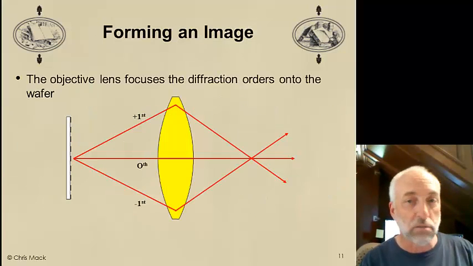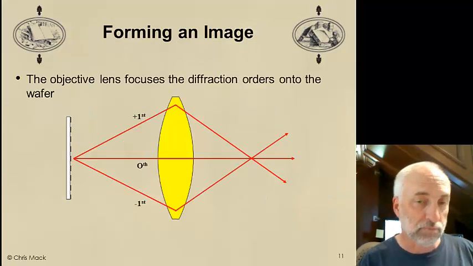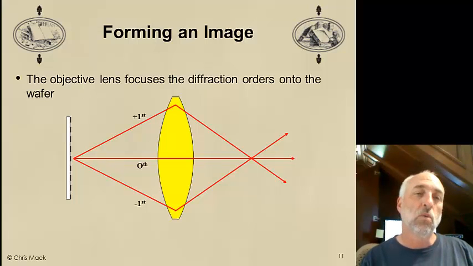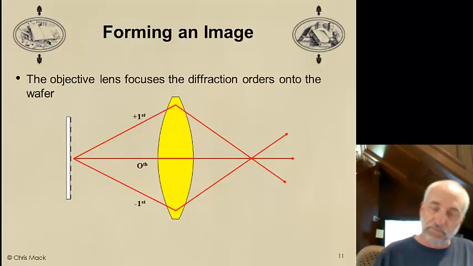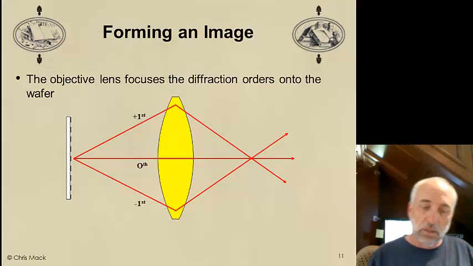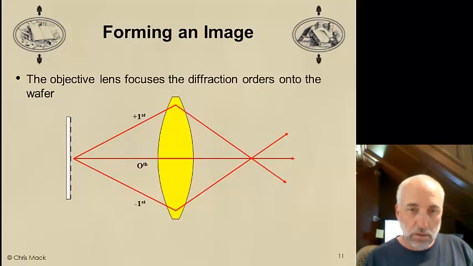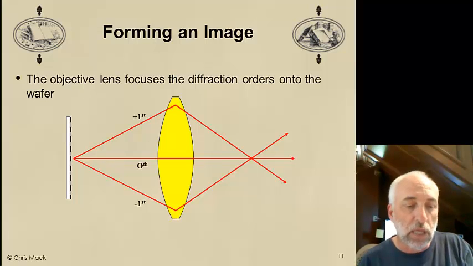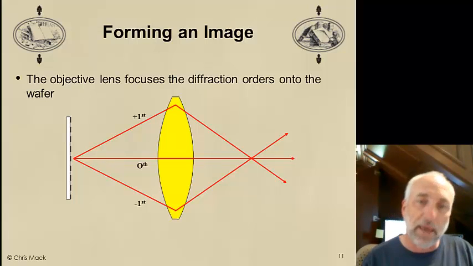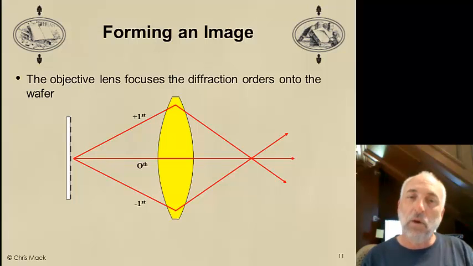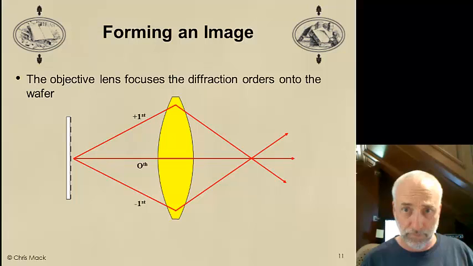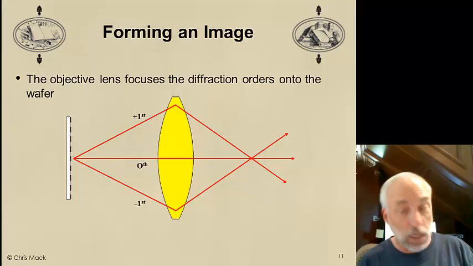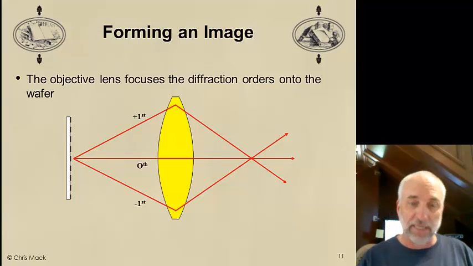Now we ask, what does the lens do? Well, let's think about this for a moment. Diffraction produces a diffraction pattern equal to the Fourier transform of the mask. Now, what do I want the lens to do? I want the lens to form an image of the mask. And I want that image to look like the mask.